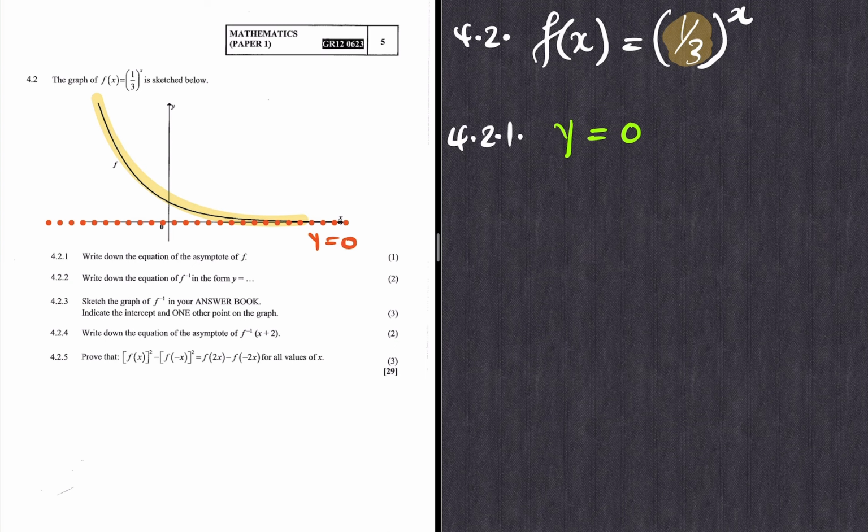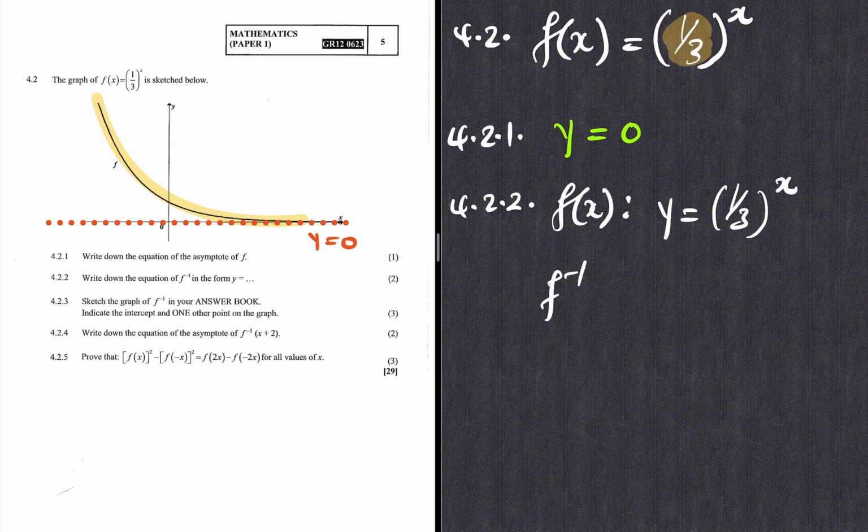All right, so now we have 4.2.2. Let's say to you guys, write down the equation of the inverse of f in that particular form of y equals something. Let's check that. We have f of x that is equal to 1/3 raised to x, so for f of x, that's when you have y equals 1/3 raised to x there.